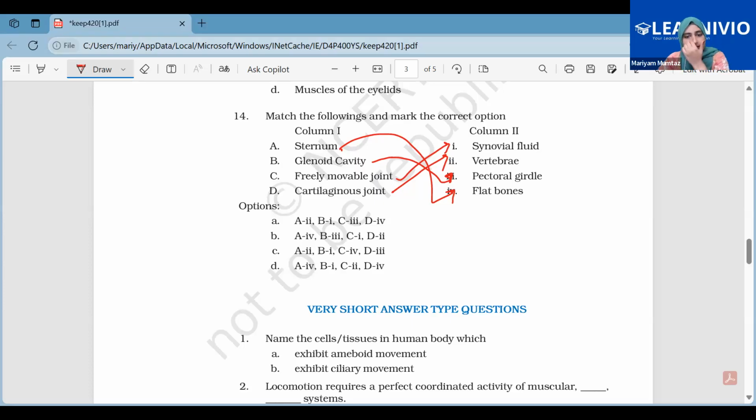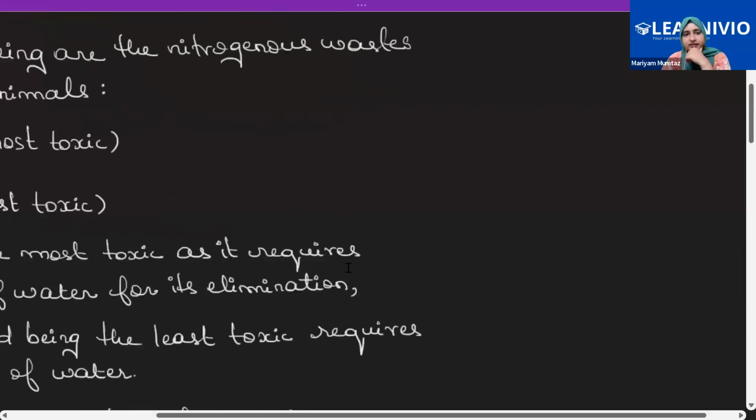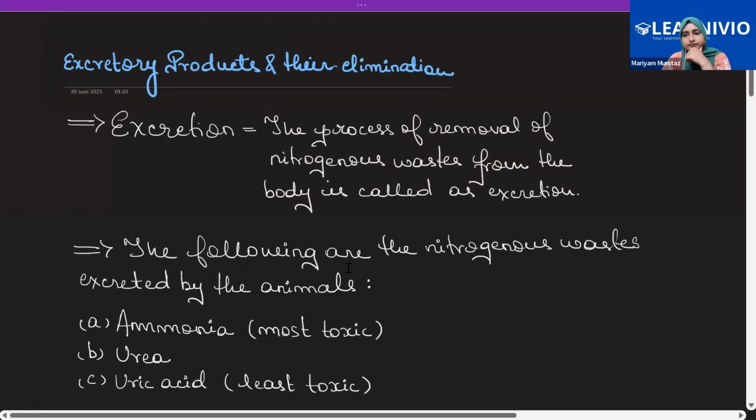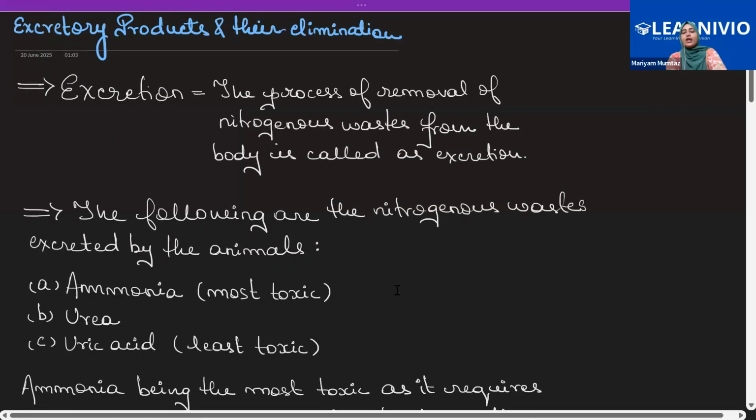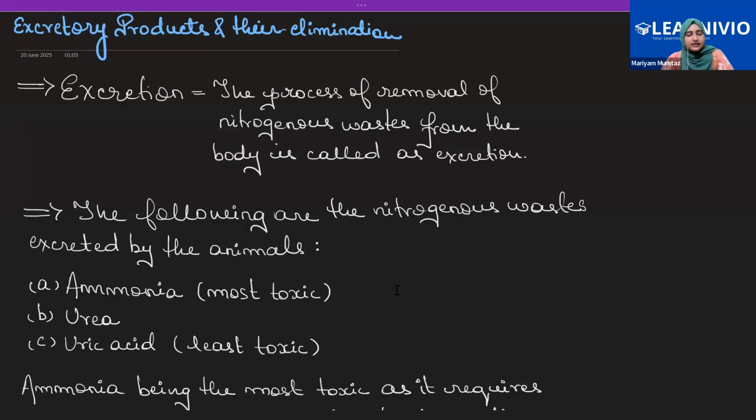All right. So today we're going to begin with a new chapter, that is excretory products and their elimination. Can you see the screen? Okay. Now see, excretory products and their elimination. This particular chapter is concerned with the removal of nitrogenous waste from the body, right? This is what we call excretion.